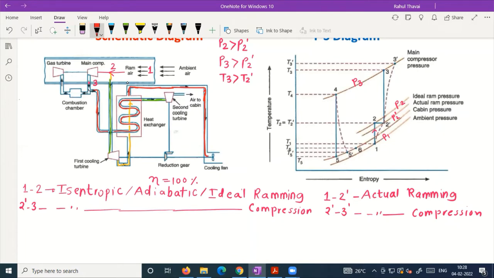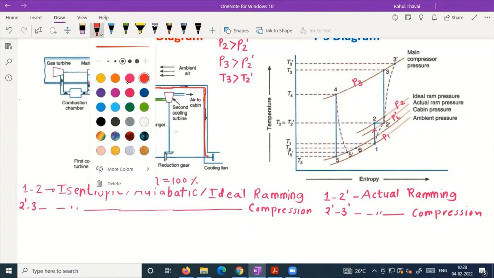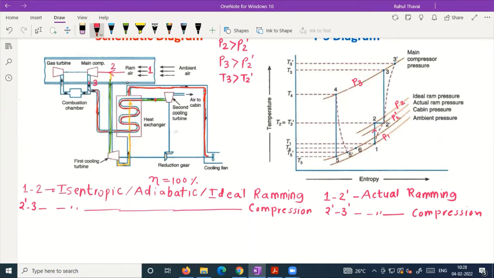Now let us understand the process. 3 is the inlet to the heat exchanger, and 4 is the exit of the heat exchanger. I will mark this point here, point number 4. Let us see the process. 3 is the ideal point, 3 dash is the actual point. We may start from 3 to 4, or from 3 dash to 4, depending upon what is given in the problem.